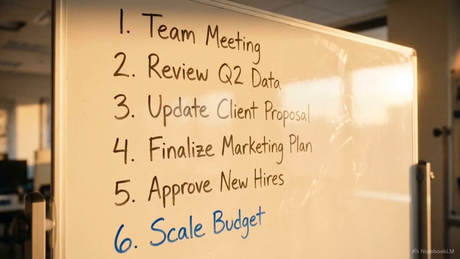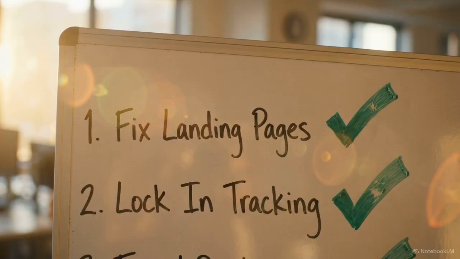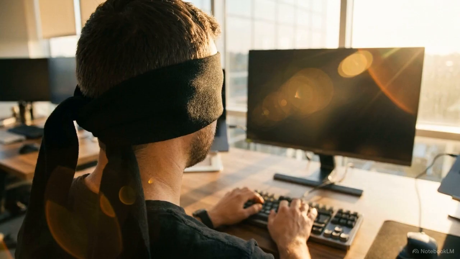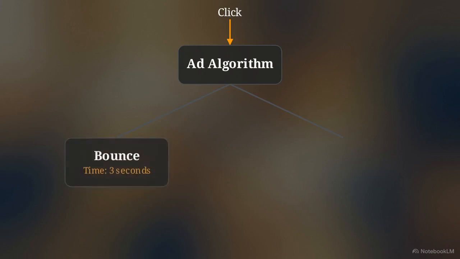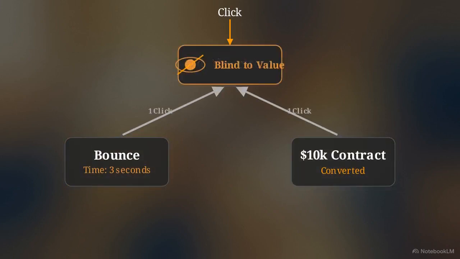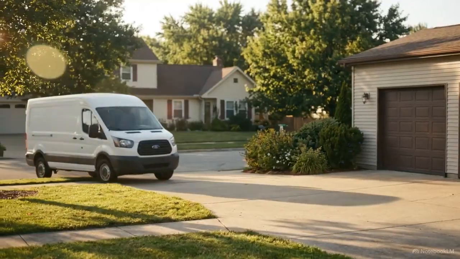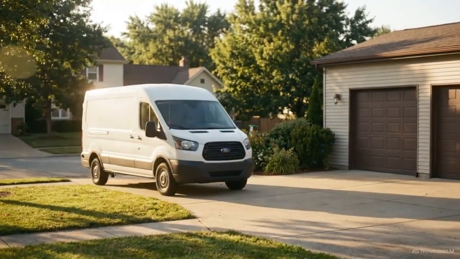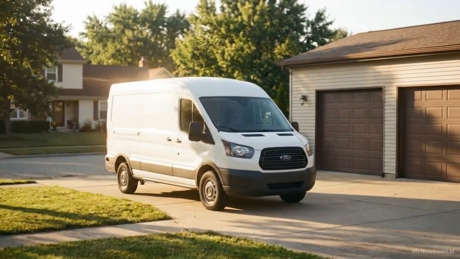Increasing budgets and scaling bids is the absolute final step in the build order, taking place only after your landing pages and tracking are locked in. Without precise conversion tracking in place, the entire system is operating blind. The algorithm cannot distinguish between a click that bounced in 3 seconds and a click that resulted in a $10,000 contract. The entire digital journey resolves here, with a service van pulling into a driveway to actually complete the job.